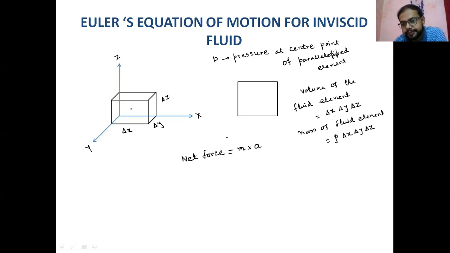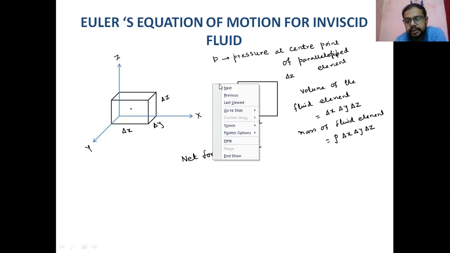Mass into acceleration. This formula is coming from Newton's laws of motion, because the frame is the inertial frame here. From our basic concept, we can say, at the center point, the plane we are taking is the XZ plane. This length is del X, and the vertical portion is del Z.